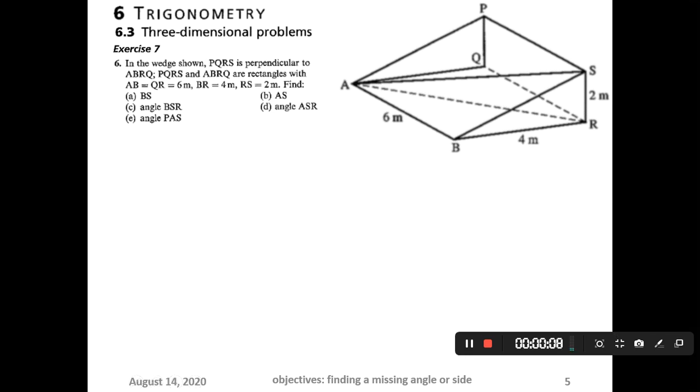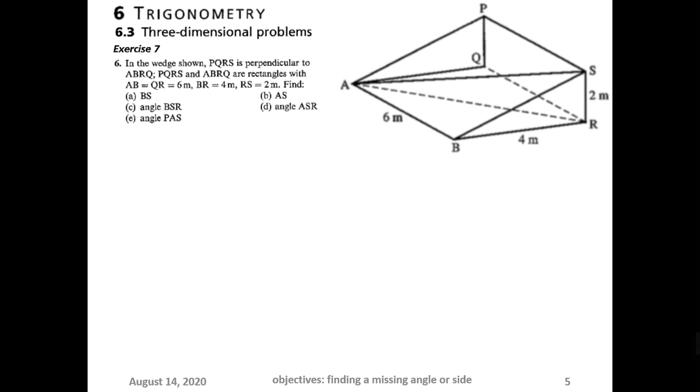We're learning today how to solve three-dimensional problems using trigonometry rules. And in any 3D object, we're going to find either a missing side or the length of a side or a missing angle. Let's have a look at this question that we have in hand here. So this is a triangular prism, and they gave us some dimensions here as it is shown in the figure.